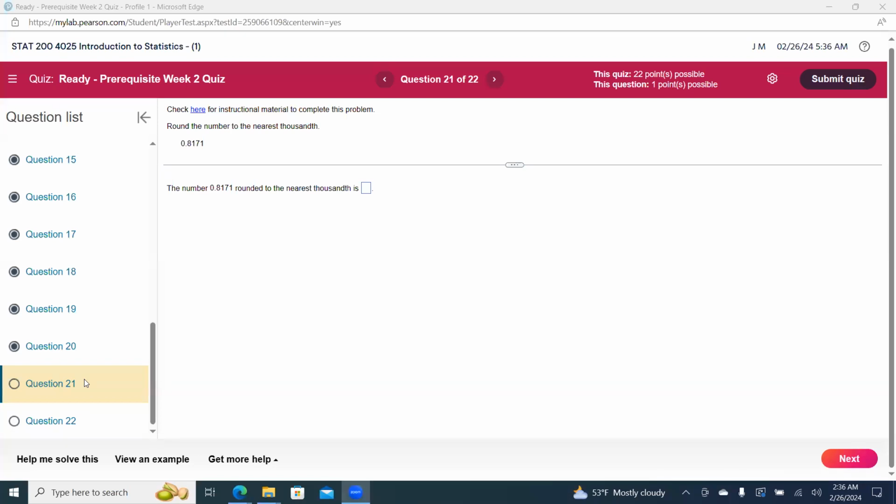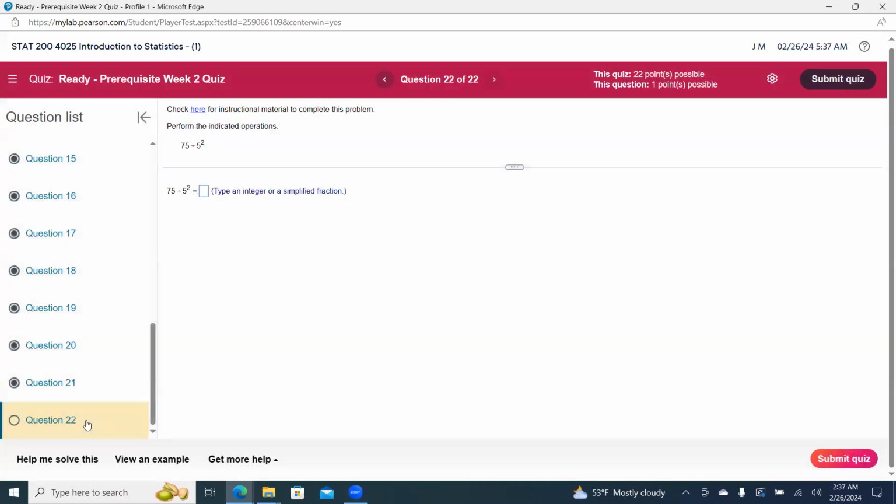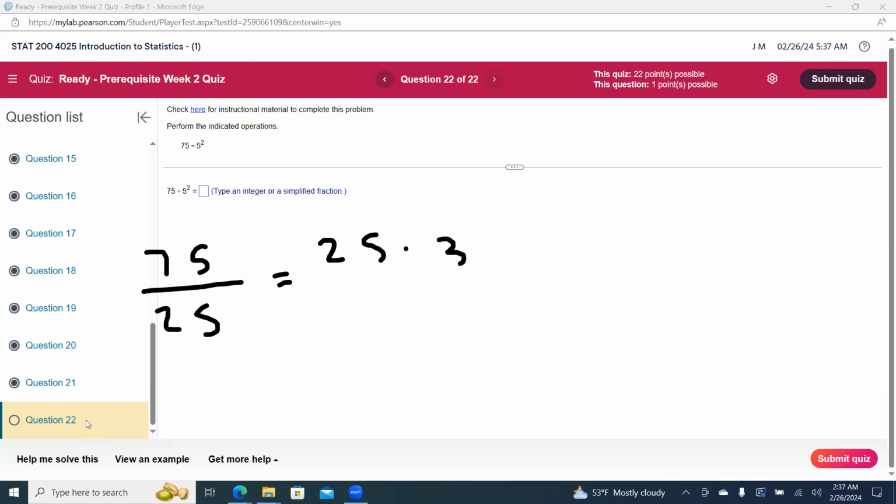Ten, hundreds, thousands with a th. So I always do factor and reduce. I see a 75 divided by 25. I see a 25 times 3 over 25. 25's cancel. I see 3.